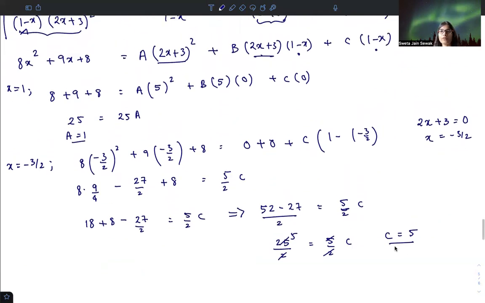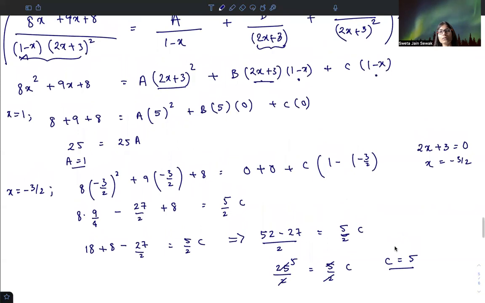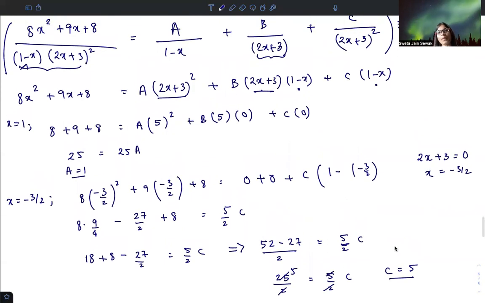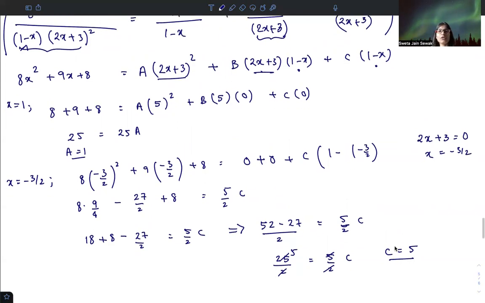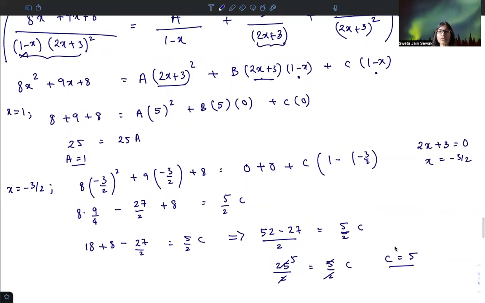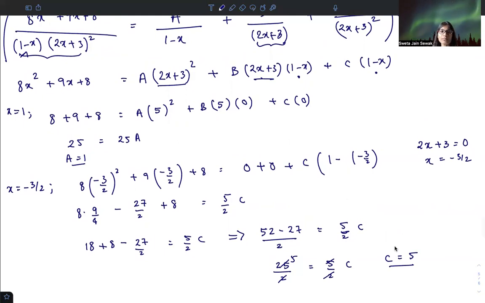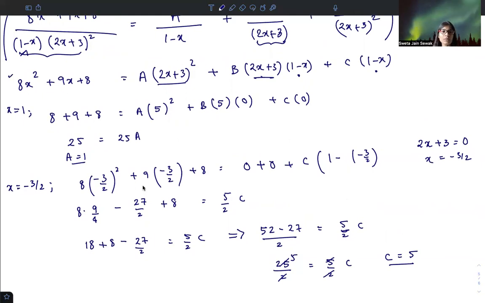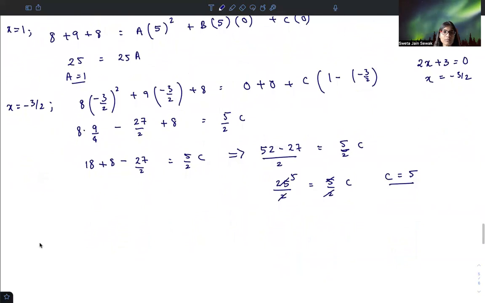Finally, we just need to find the value of B. So in order to find the value of B, again, let's put any value of x which is the simplest value to work with. This time I'm going to take the value of x as, let's say, 0. Because if I put x as 0, a lot of the numbers will become very simple.